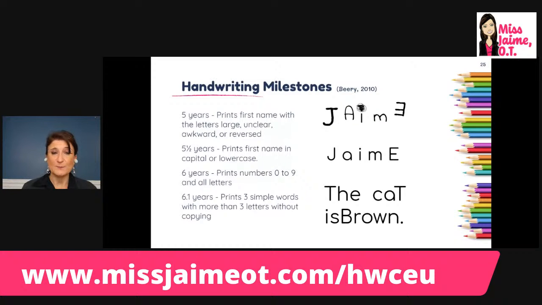After they're 6, about 6.1, they should be able to print 3 simple words with more than 3 letters without copying. So I put this simple sentence here, the cat is brown. It's not perfect. There is no space in between is and brown, and they put a capital T by accident. But this is printing 3 simple words. This is what's age appropriate for 6 years old.